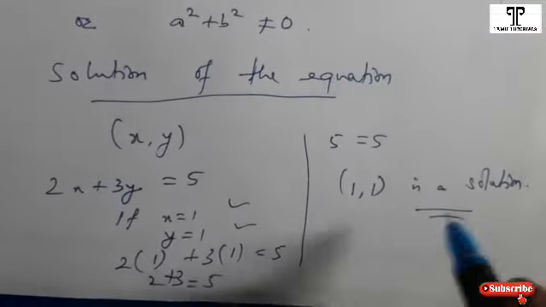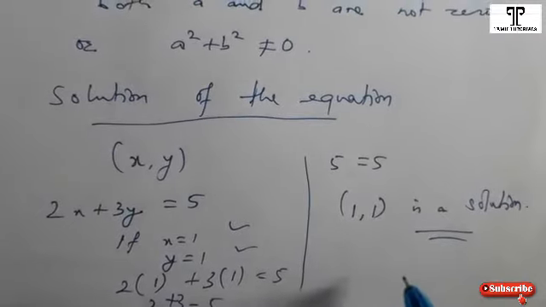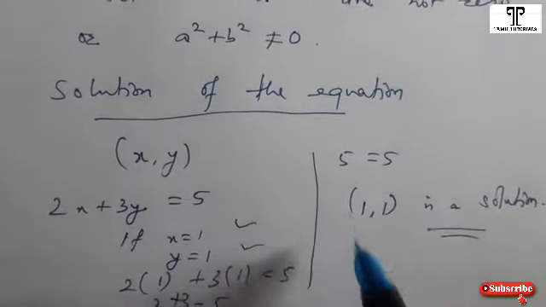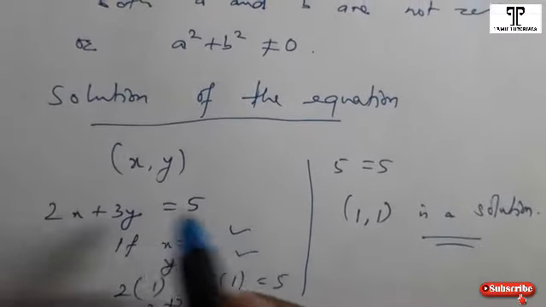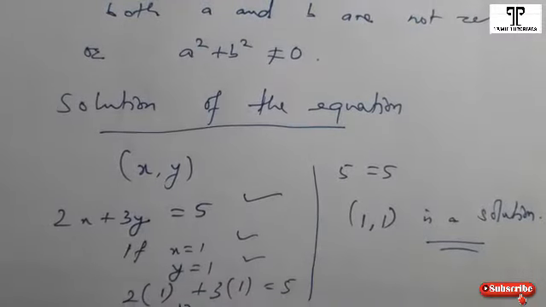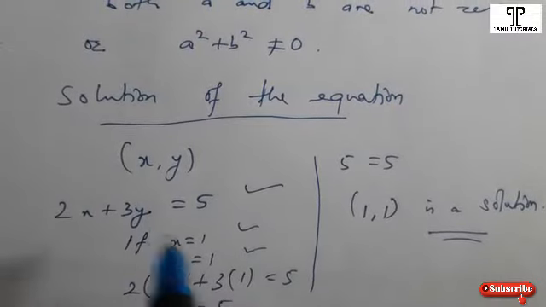So as you already know, in class 9 also we have done linear equation in two variables. So a linear equation in two variables has infinitely many solutions. Okay, so this is one of the solutions. So it has infinitely many solutions, okay, which can be satisfied.